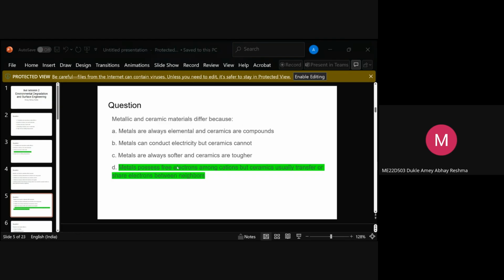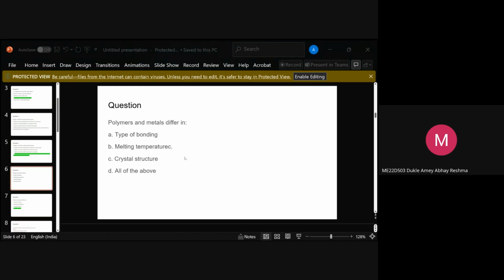Sometimes metals like mercury are not very good conductors of electricity. They are not considered the best conductors. So that also is not always a generalized statement. And metals are always softer and ceramics are tougher: need not be the case. Metals can be harder also, depending on how much alloy you make. So these three statements are not generalized statements, but the last one can be generalized, and that's why it is the right answer.